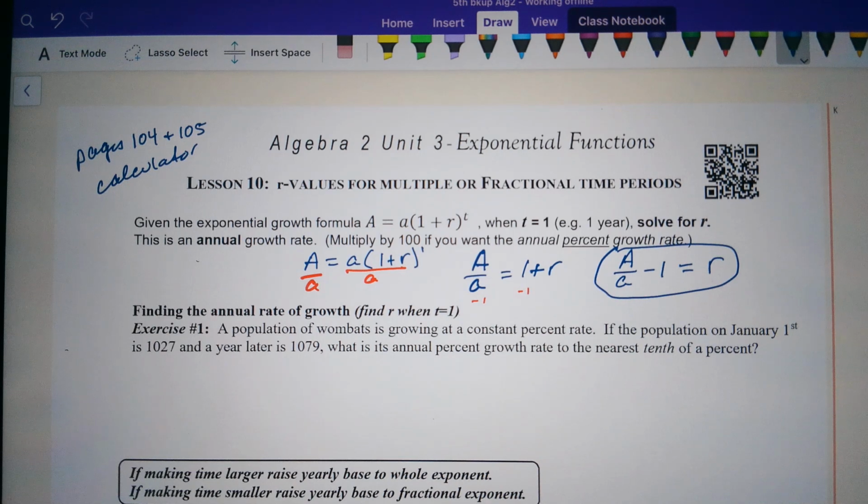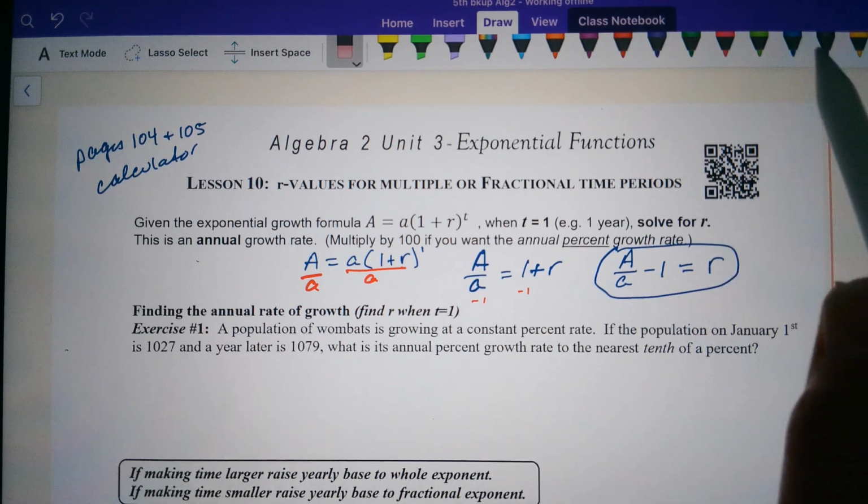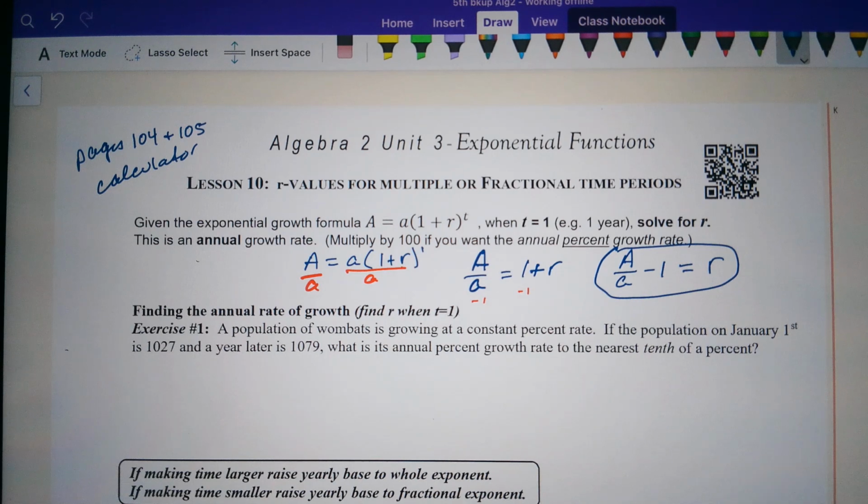Finding the annual rate of growth. Find r when t equals 1. Exercise number 1, we have a population of wombats growing at a constant percent rate. If the population on January 1st is 1,027 and a year later 1,079, what is the annual percent growth rate? Well, what's our capital A and what's our lowercase a? Remember, lowercase a is our starting. That's our 1,027.